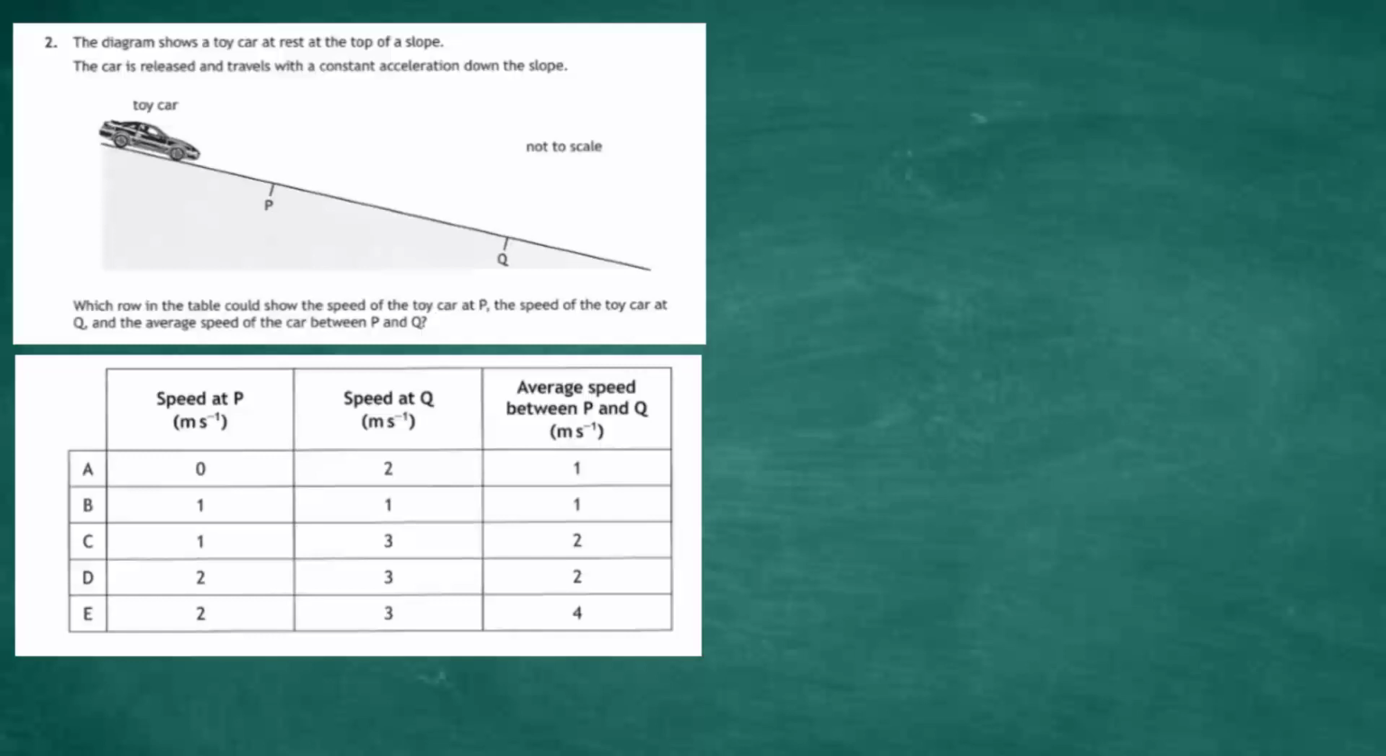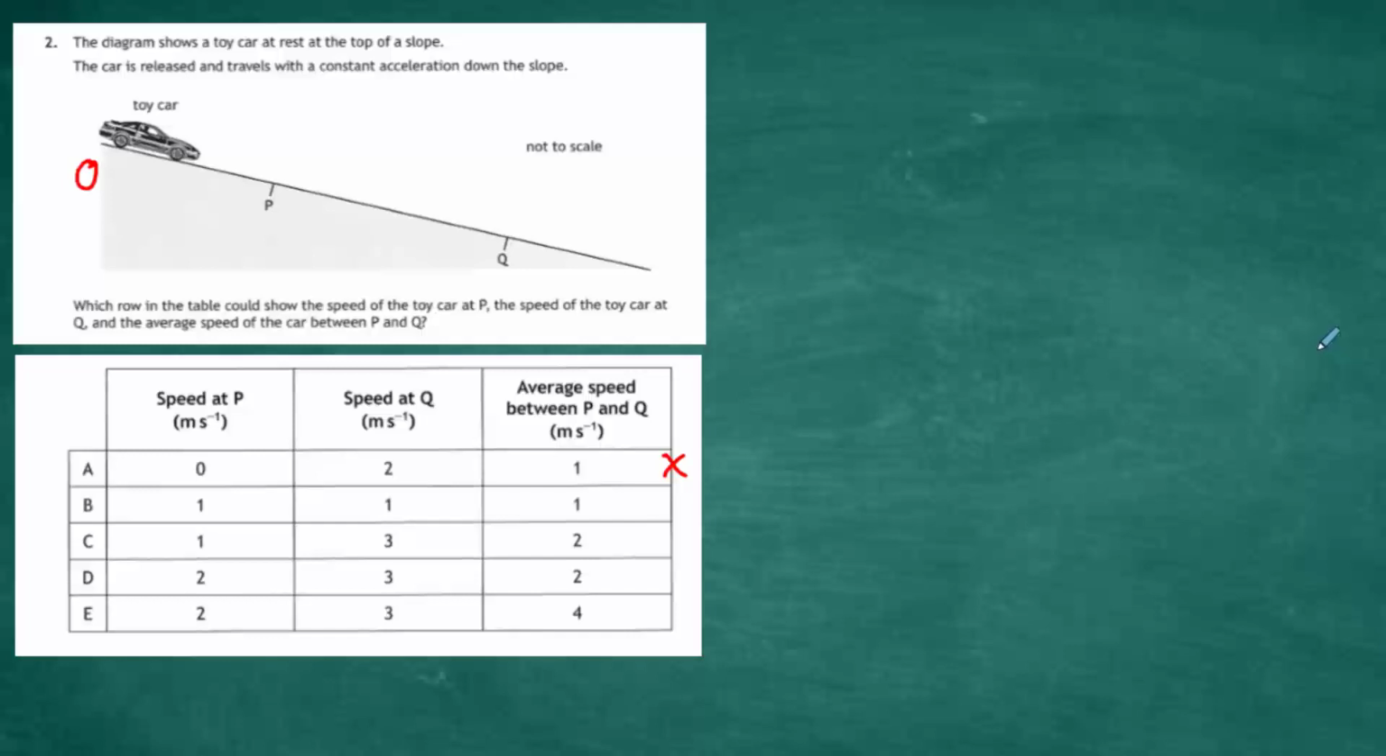Well, the car is setting off from rest in this position here, so the velocity or the speed of the car is going to be 0 here. And as it moves down the slope, it's going to increase its speed. So obviously the speed at P is not going to be equal to 0, so we can rule that one out right away. So response A is out, because the car will have a speed at position P.